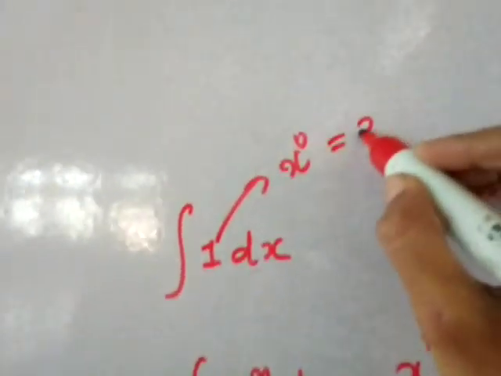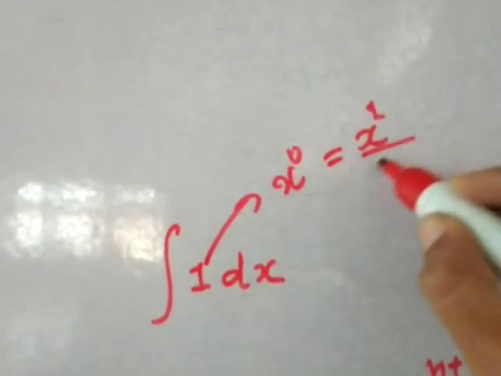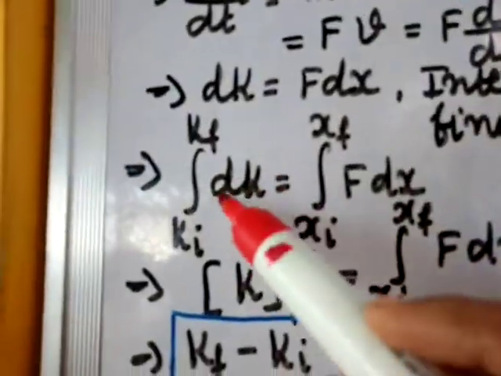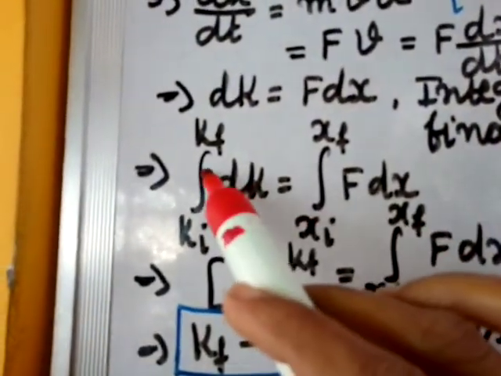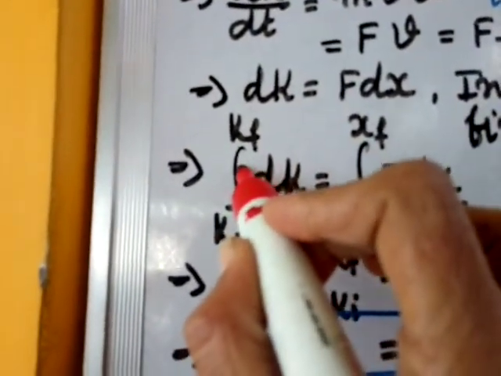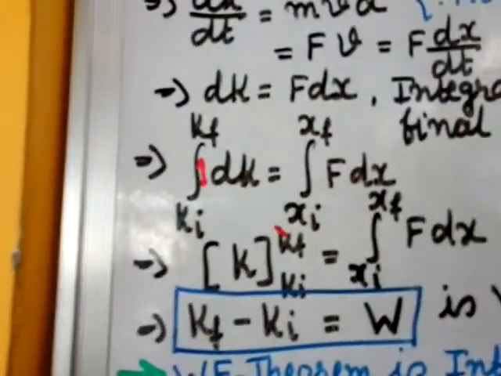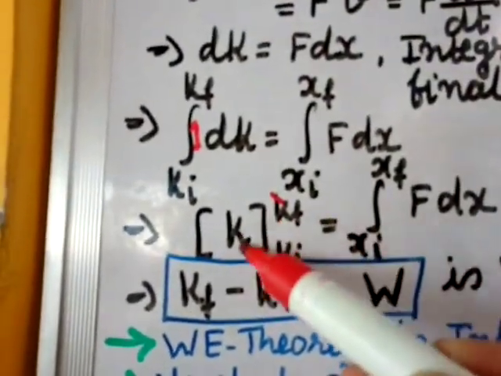So x power n plus 1 means x power 0 plus 1, that is 1, divided by 1. Okay, similarly I have written here integral ki to kf dk. So dk means here 1 is there. If 1 is there, you can say that is k power 0 is there. So if you use the same result, you can get here k value as the answer.